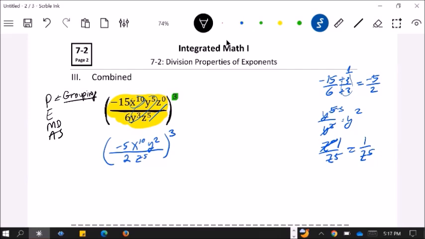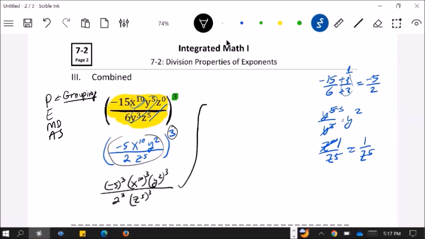Now, our next thing will be to use that exponent with each thing, which means actually it was this thing here times itself. That means it's negative 5 to the 3rd power, x to the 10th 3 times, y squared 3 times, over 2 3 times, and z to the 5th 3 times, or to the 3rd power. And I'll come back up here to do more with it.